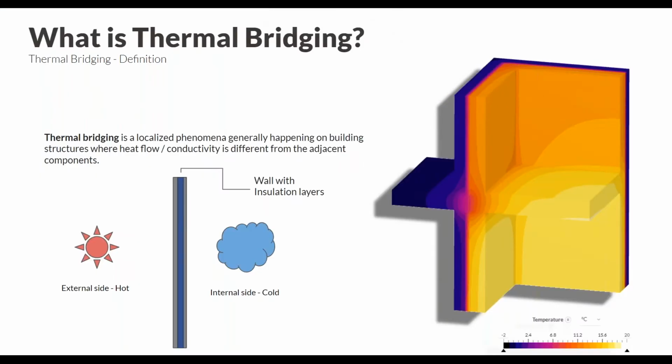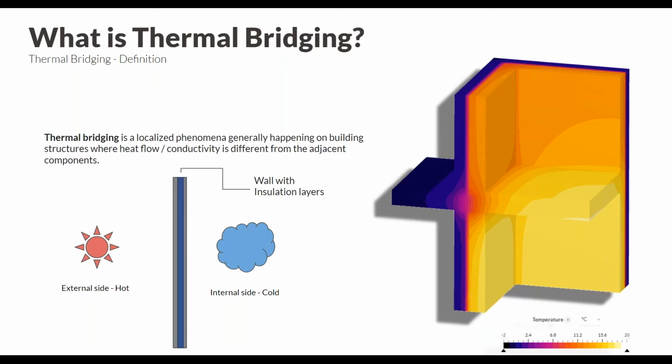All right, first of all, what is thermal bridging? Thermal bridging is a localized phenomenon which generally happens in building envelopes or structures where there is a difference in heat flow or thermal conductivity when compared to the adjacent components. For example, you can see on the right, we have a corner, a wall junction, where two or three corners meet at a certain point. In this case, the heat flow from the external or the internal side might produce some sort of heat flow through the walls itself.